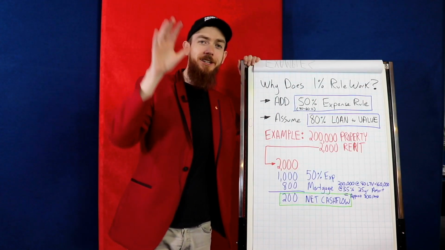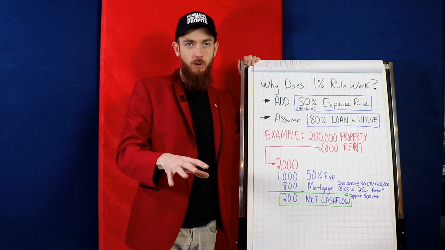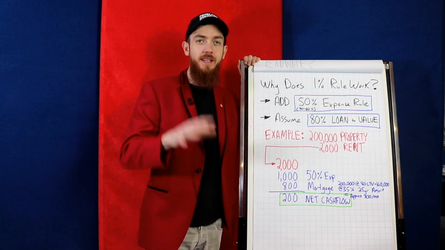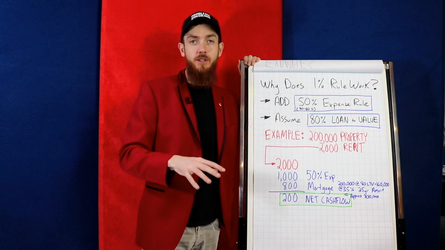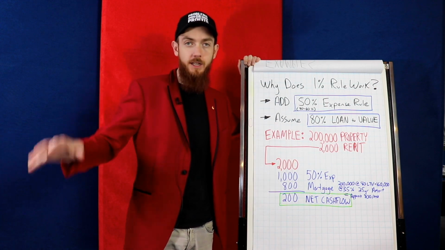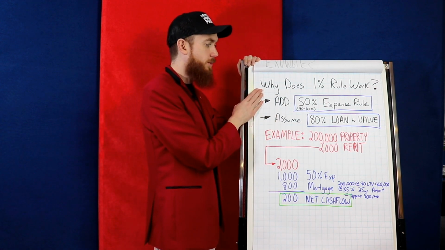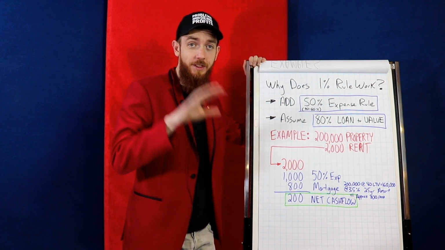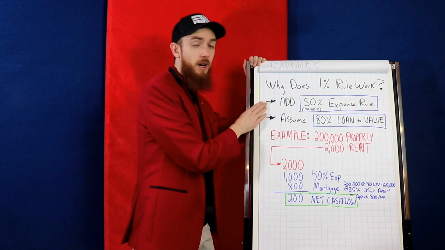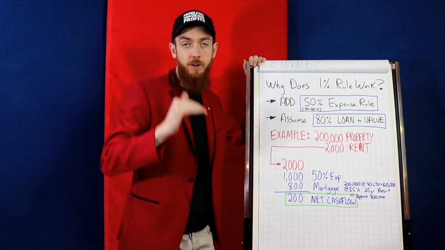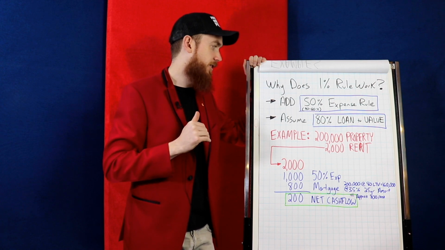Alright, now let's talk about exactly why the 1% rule works. As we mentioned earlier in the video, the 1% rule is a really nice rule of thumb for us to use in order to determine whether a property is likely to cash flow or not. So when we're looking at the 1% rule, why does it work? Well, if we take the 1% rule, that rule of thumb, and add in a few other rules of thumb and assumptions, we can build out a base model for analysis on a potential rental property.